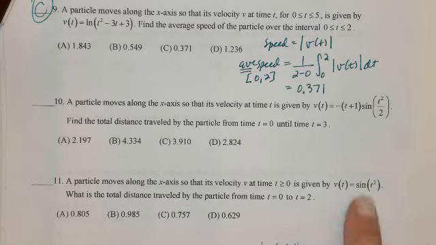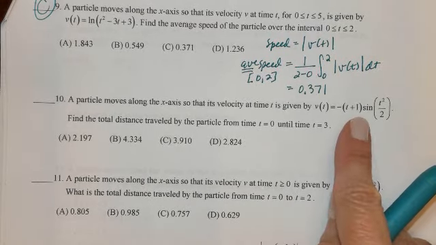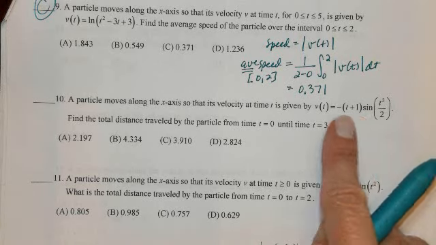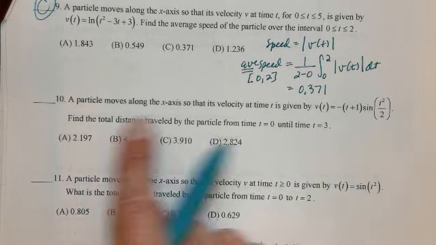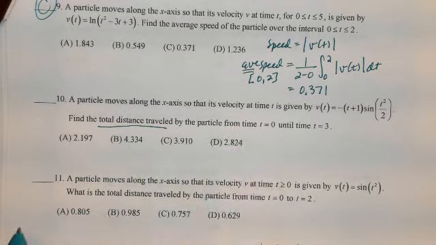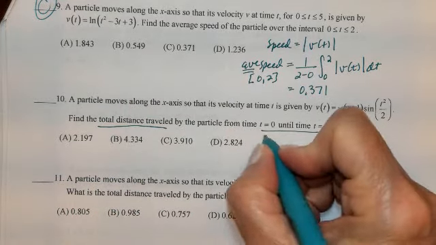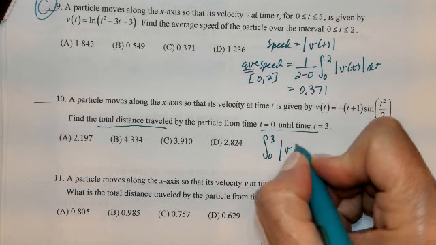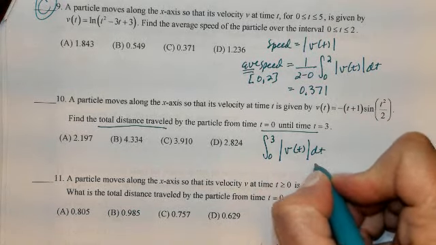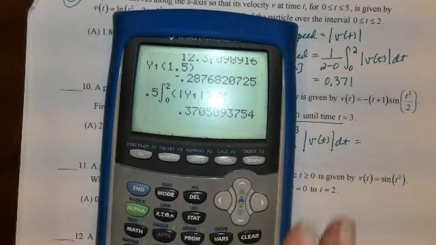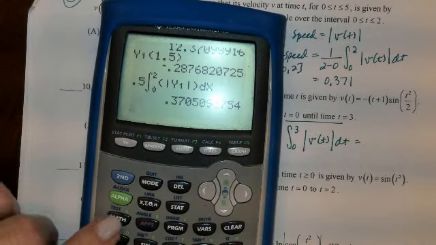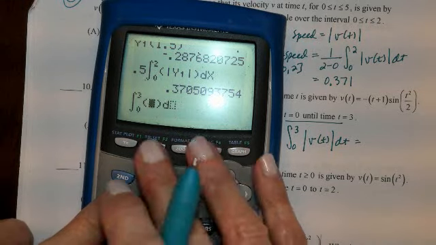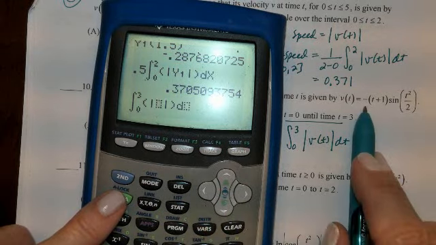New problem, new velocity, and it's not repeated, so I don't really have to put that in for y1, but if you want to put it in for y1, you can. All right. That's the velocity. Find the total distance traveled from 0 to 3. Total distance traveled is the integral of the absolute value of velocity. Just got to know that. So I just want the integral from 0 to 3 of the absolute value of that velocity.